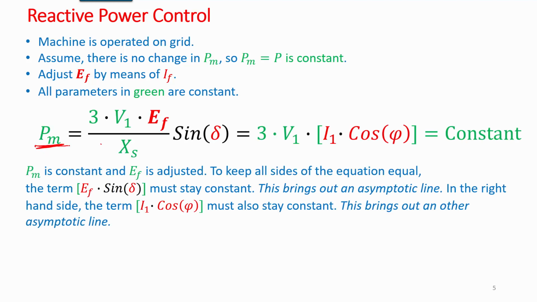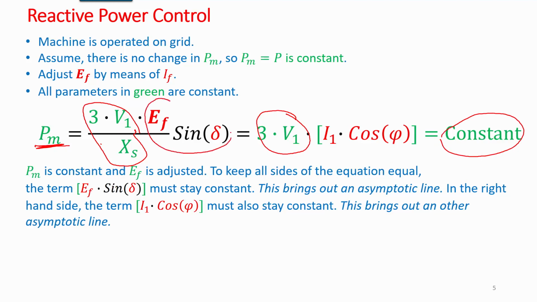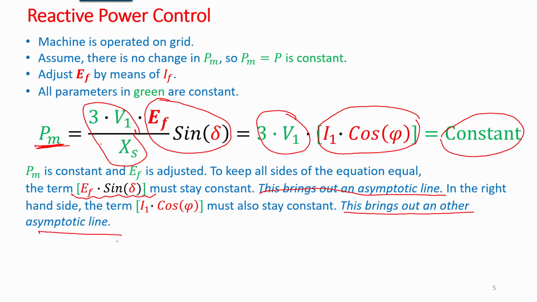Applied mechanical power constant, green. This term is constant. This term is constant. Terminal power constant. That means product of EF times sine delta must be constant, and this brings out an asymptotic line I will show in a few minutes, and then I cosine phi must be constant. That also brings out another asymptotic line I will show in the animation.